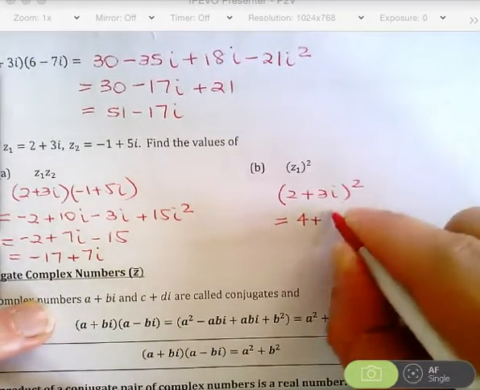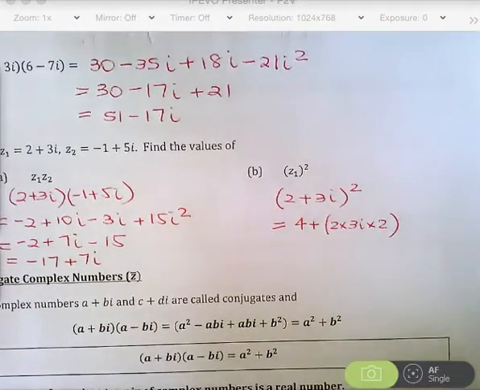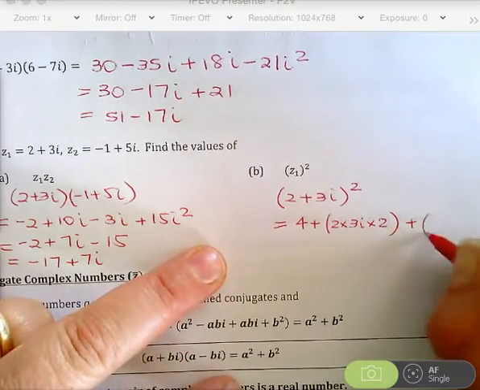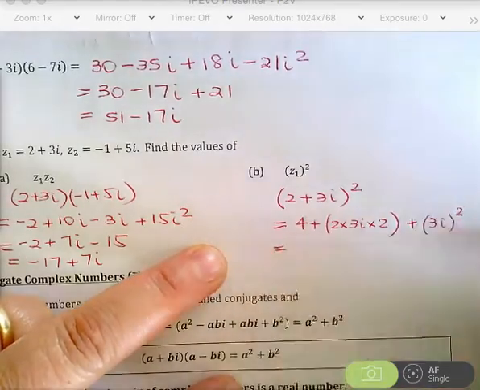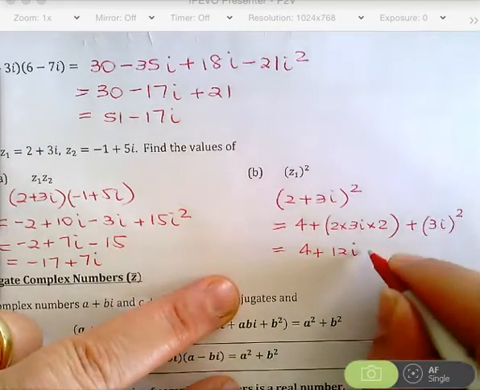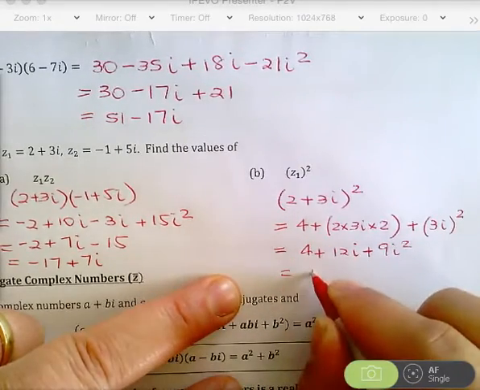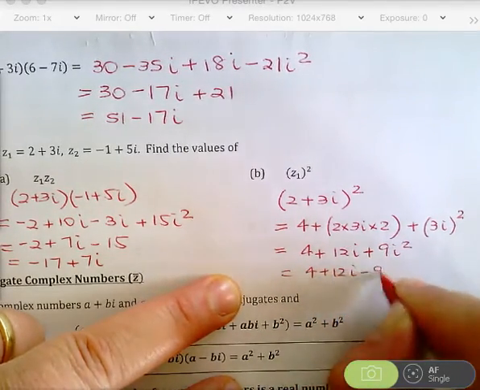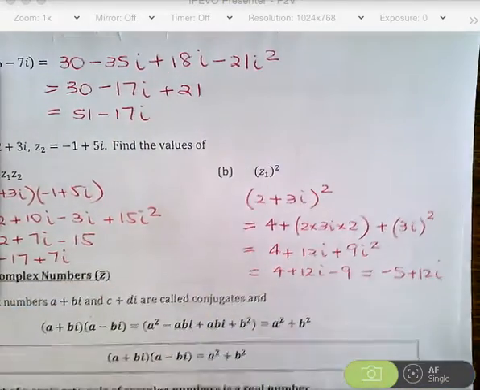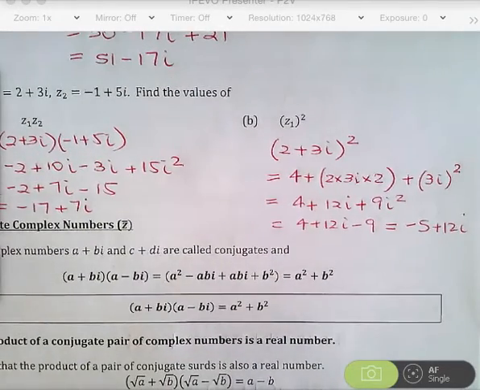4 plus, the middle term will be 2 times 3i times 2. You know 2ab? Yeah, 12i plus b squared is 3i squared. So therefore this is 4 plus 12i plus 9i squared, which is what? Minus 9. So it's 4 plus 12i minus 9, which is what? Negative 5 plus 12i. As you get better, you can skip steps. Okay? Now, one other thing.